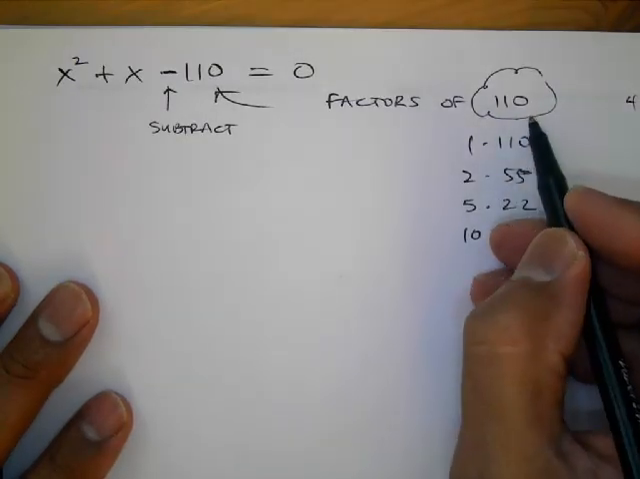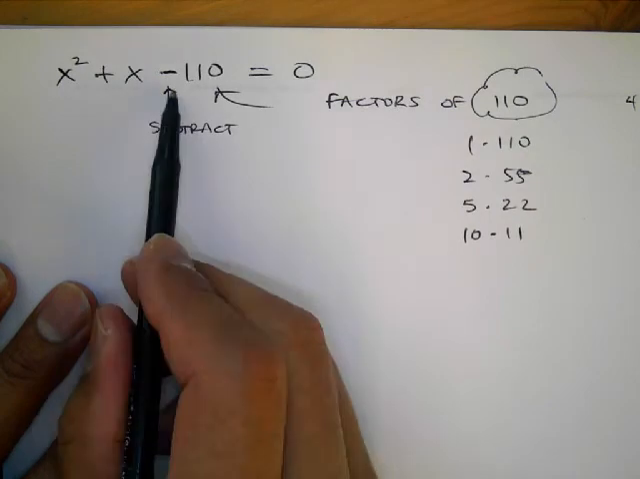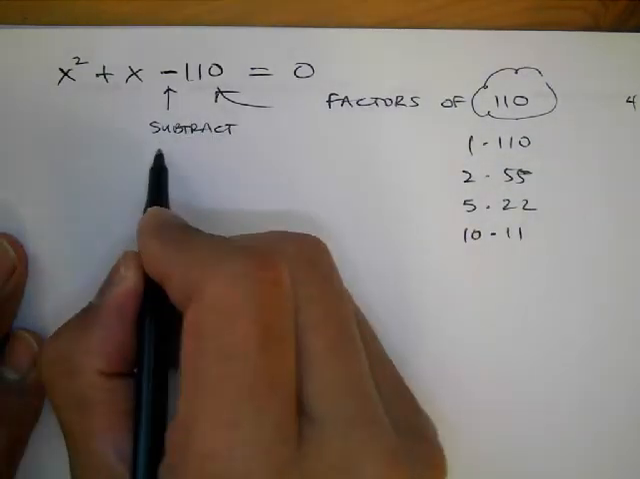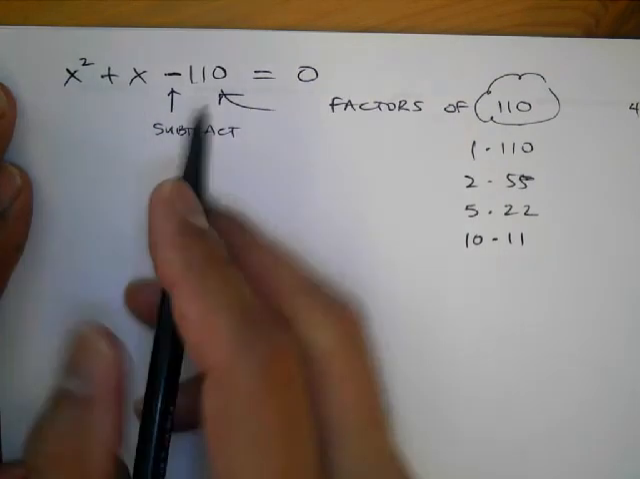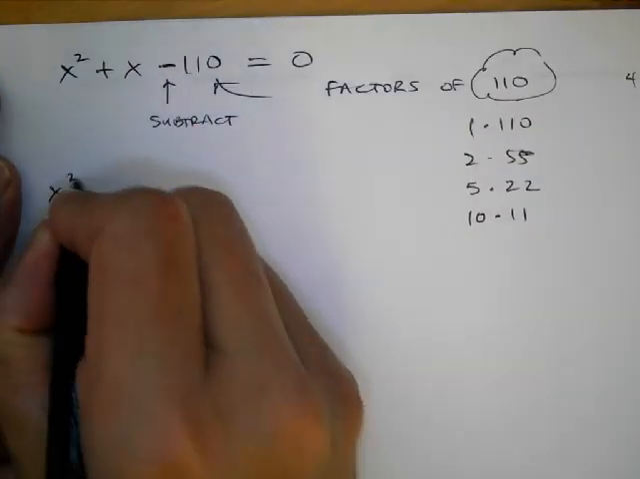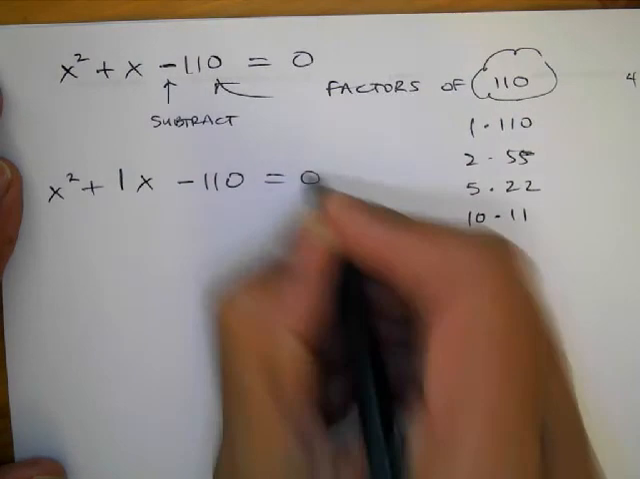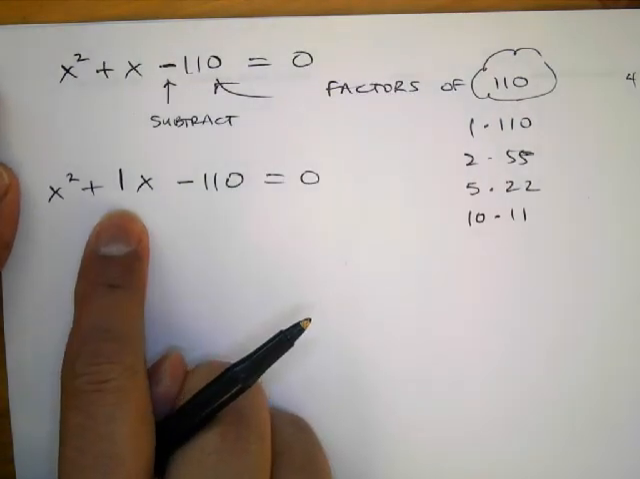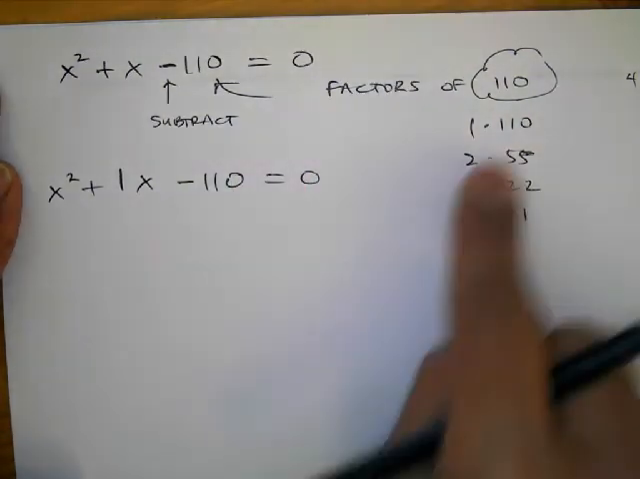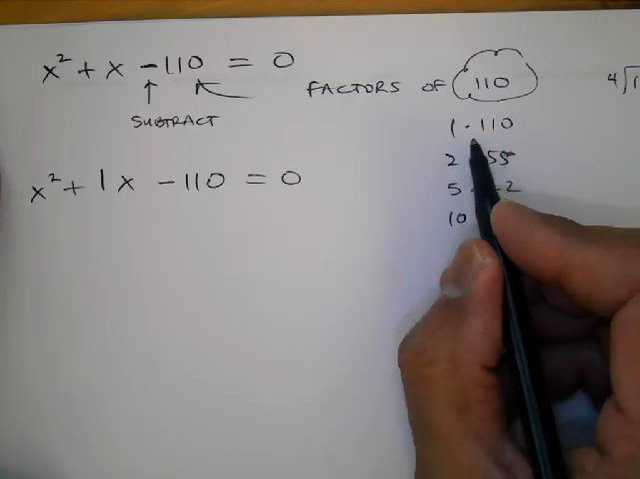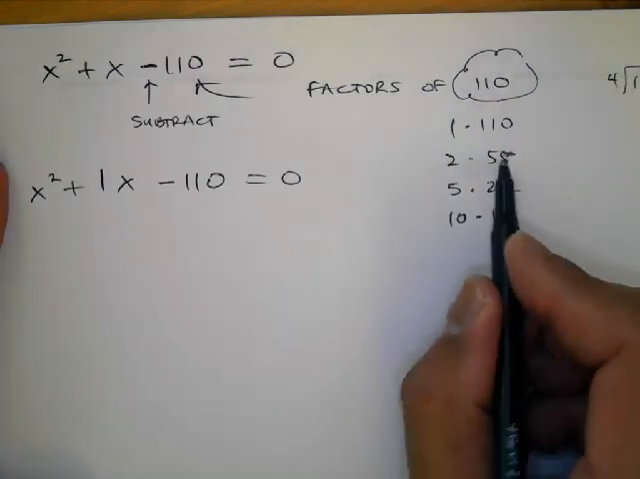Right? Now, if I look at these factors in this list that I just populated, all these that multiply to 110, which one of these sets of numbers subtract to give you this? This is a positive 1x, right? Everybody agree this is x squared plus 1x minus 110? Yeah, that's a 1. Which of these sets of numbers can I subtract to get a 1?